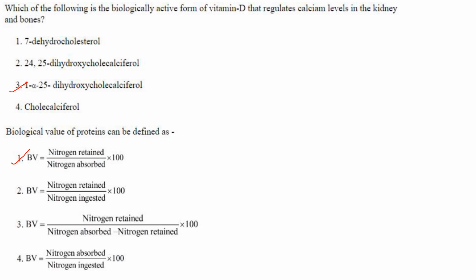Then next one. Biological value of a protein can be defined as: nitrogen retained by nitrogen absorbed into 100. First option is the answer. That is the amount of nitrogen retained in the body by the amount of nitrogen absorbed from the protein, called the biological value of proteins, or BV.